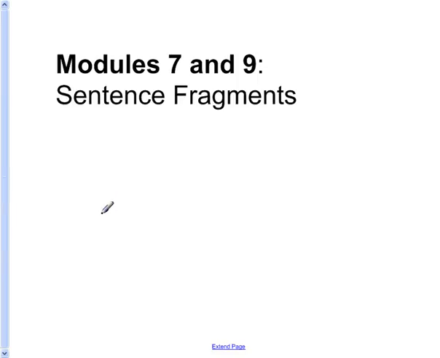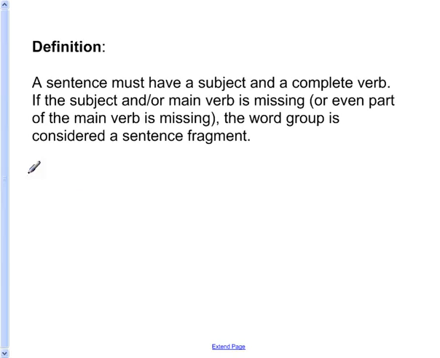Modules 7 and 9, sentence fragments. Let's first define a sentence fragment. A sentence must have a subject and a complete main verb. If the subject or the main verb is missing, or even a part of the main verb is missing, the word group is considered a sentence fragment. Essentially, it's an incomplete sentence.